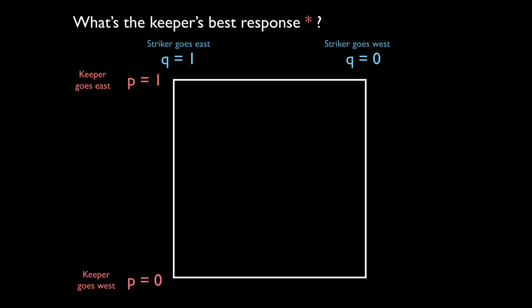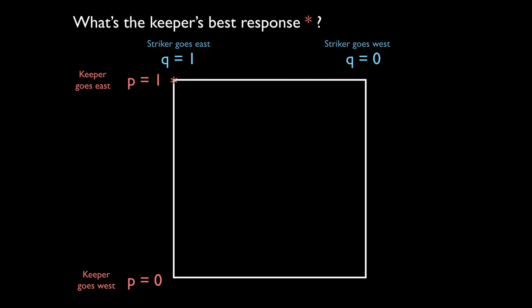Okay. So let's do the keeper's best response in my thing. I'm just going to do the stars. If the striker goes east, the keeper can choose anything in here, right? Which will be the keeper's best response if the striker goes east all the time? East all the time, right? That corresponds to that little thingy there. So I'm going to put a little star there. That's the best response. That's the thing which has the highest payout for the keeper among all these things.